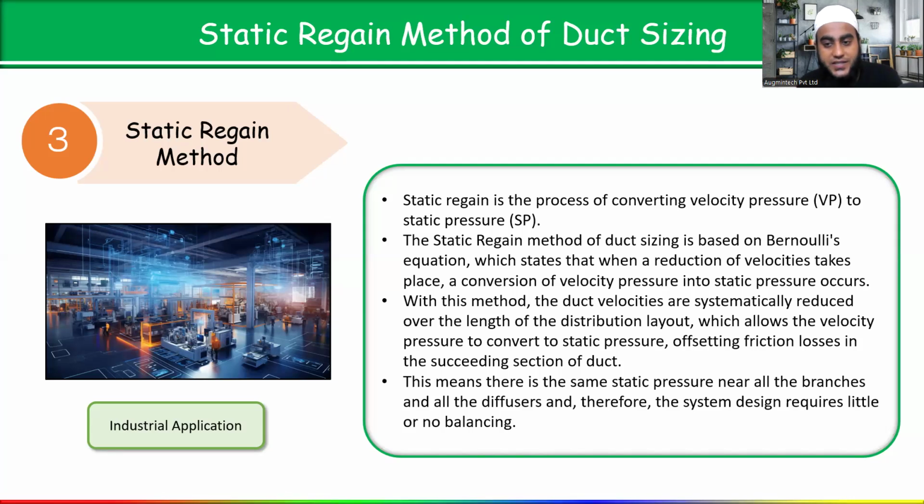Static regain method of duct sizing is based on Bernoulli's equation, which states that when a reduction of velocity takes place, a conversion of velocity pressure into static pressure occurs. So with this method, the duct velocity is systematically reduced over the length of the distribution layout, which allows the velocity pressure to convert to static pressure. This means there is the same static pressure near all the branches and all the diffusers, and therefore the system design requires little or no balancing. So this is a complicated process. Here the duct designing is very complicated because it is a hit and trial method, that I will explain.